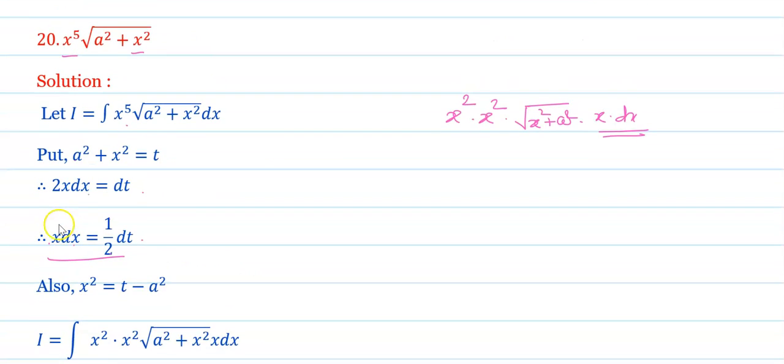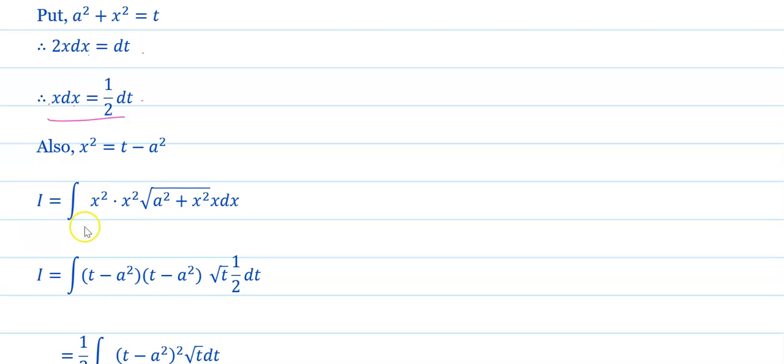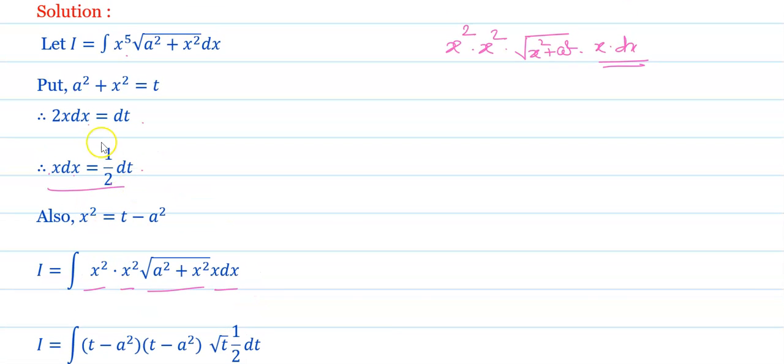Therefore, our integral, we have written it like this. I is equals to integral x square into x square into root of a square plus x square into x dx. Now, what is the value of x into dx? It is 1 upon 2 into dt. Next, the value of x square. a square plus x square is t. It implies that the value of x square is equals to t minus a square.